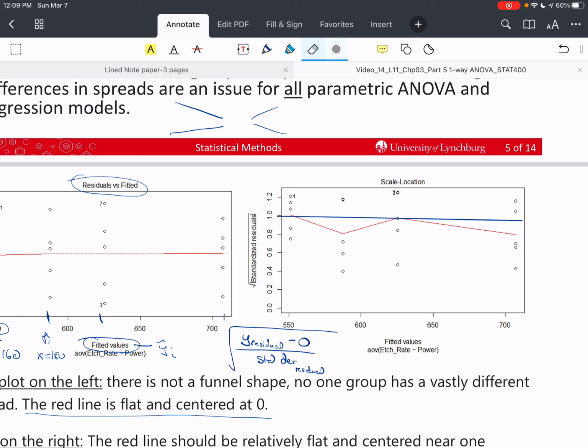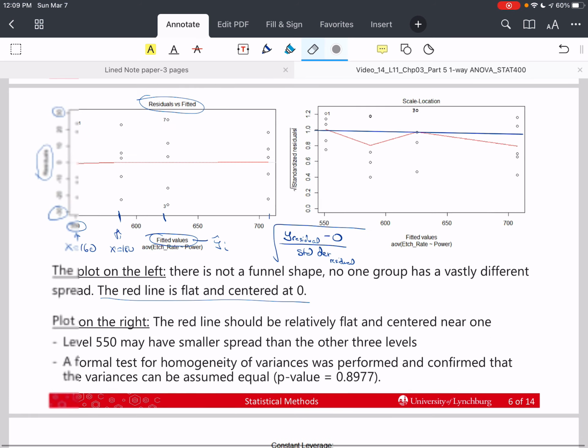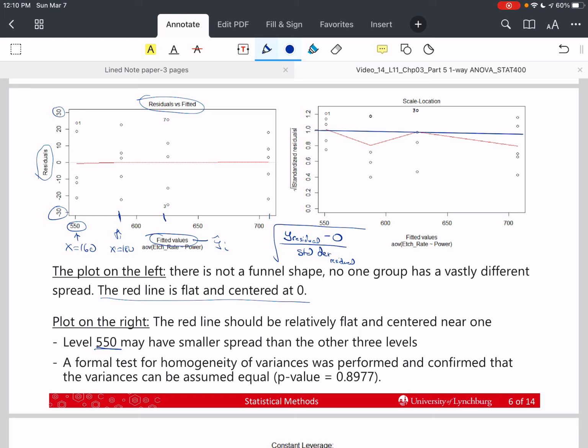So I've given you a way to do this without having to rely on your intuition or with a lack of experience. So what we do is, as I said, level 550 or thereabouts, fitted line level 550, they seem to have a smaller level than the other, smaller spread than the other 3 levels.